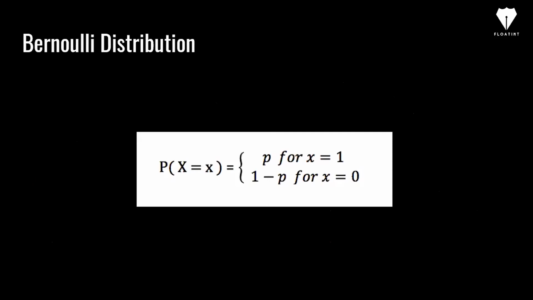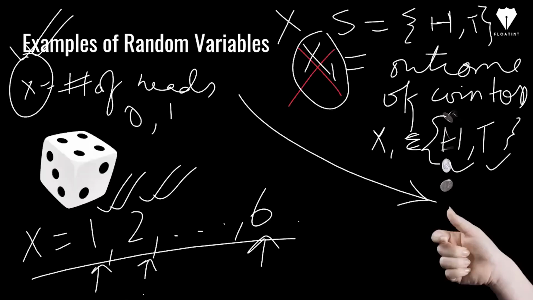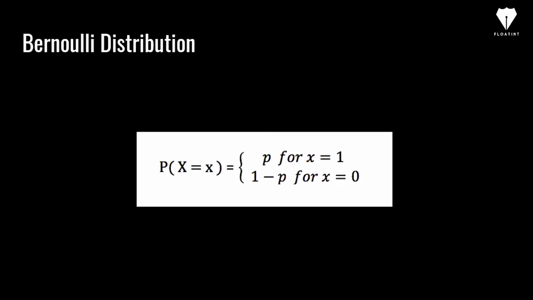Commonly known distributions. So the first one is the Bernoulli distribution. This is a discrete type of random variable. To understand this, the basic example is tossing a coin. When tossing a coin, you will have either a head or a tail. You will only have two outcomes. So this is the basic definition of the Bernoulli distribution.